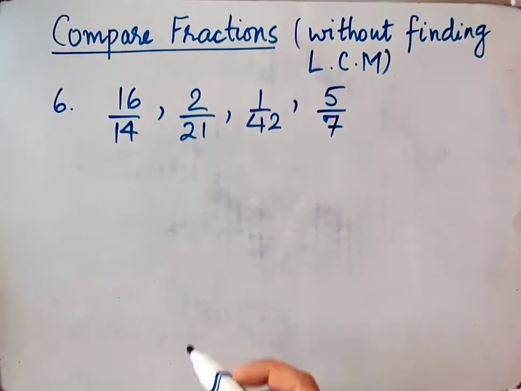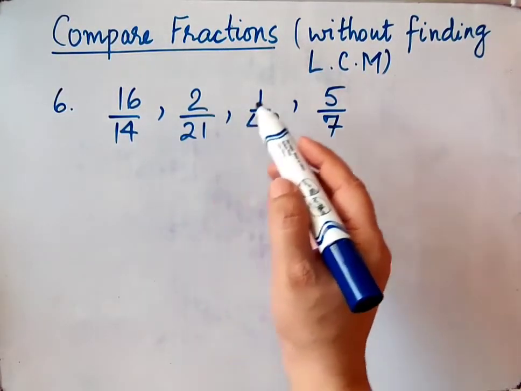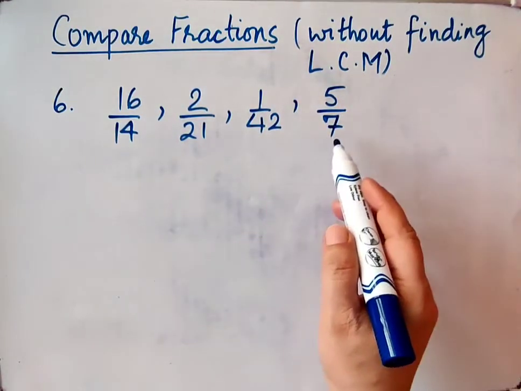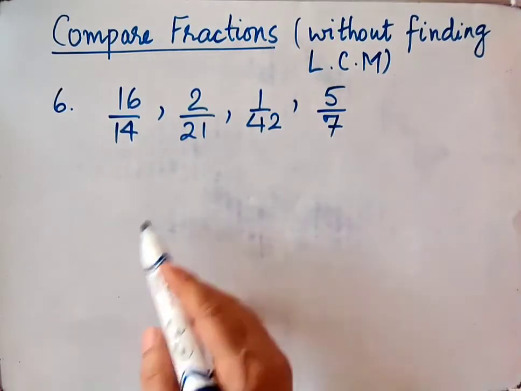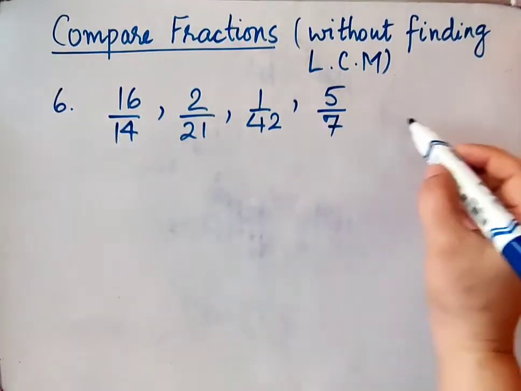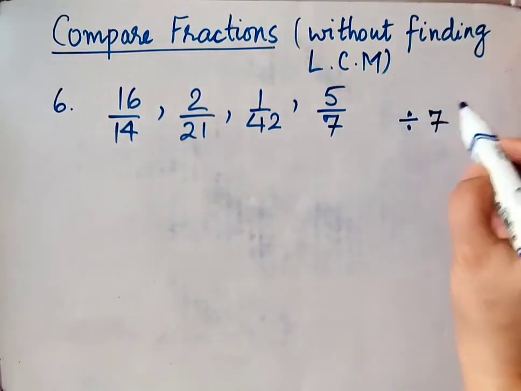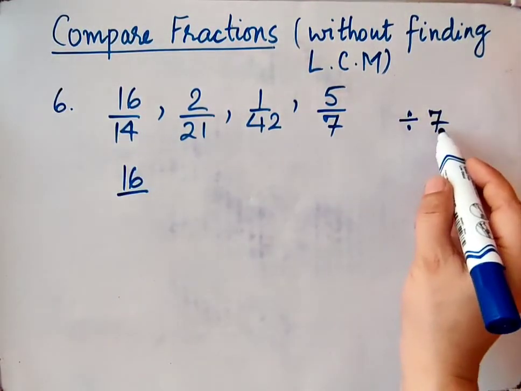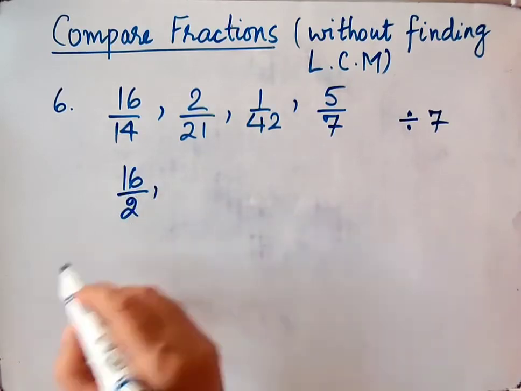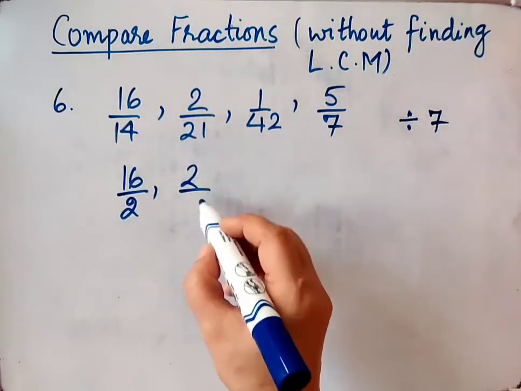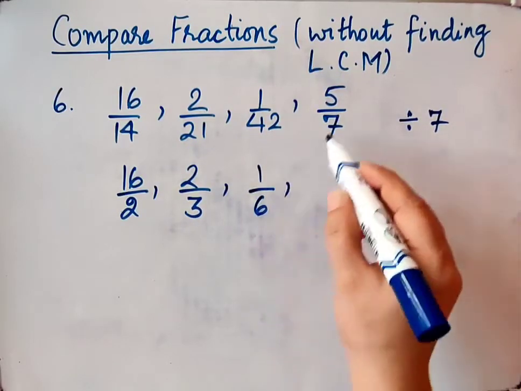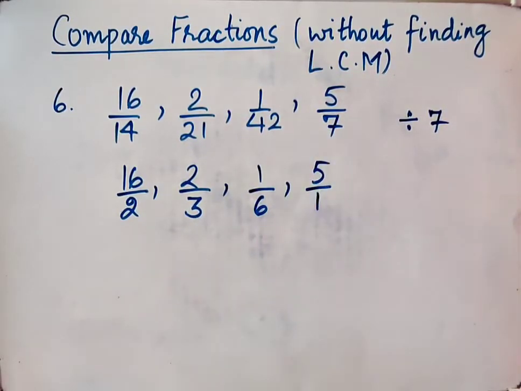Now here in the next one, we are given 16 by 14, 2 by 21, 1 by 42, 5 by 7. Now if you look closely at the denominators, these all are multiples of 7. Therefore, I can divide all of them by 7. 14 divided by 7 is 2. 7 2 times gives you 14. 7 3 times gives you 21. Then 1 by 6, 5 by 1.